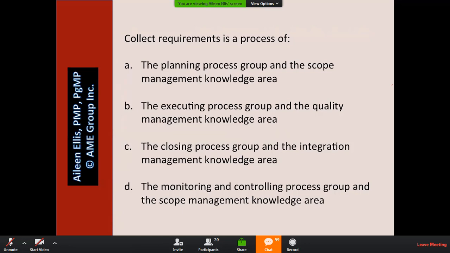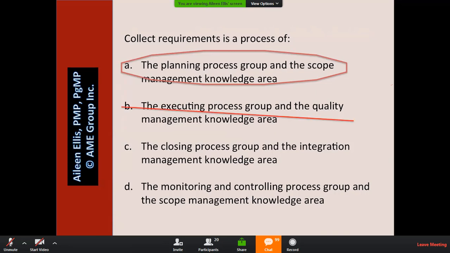So I like A. B, executing. I know B is wrong because executing is too late. Quality, maybe, but executing is too late. So B must be wrong. Closing must be wrong. Monitoring and controlling is too late. Even though I like the scope management knowledge area, monitoring and controlling is too late. So it would be A.